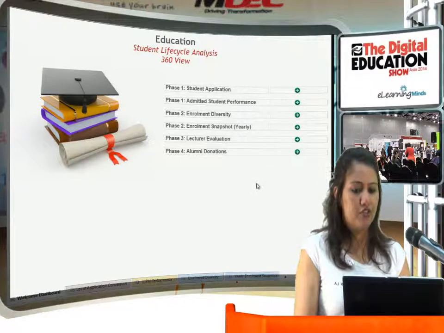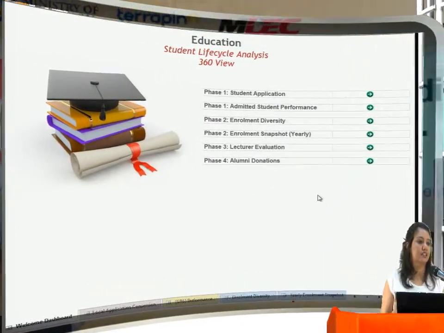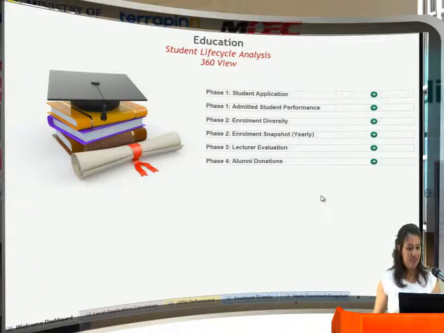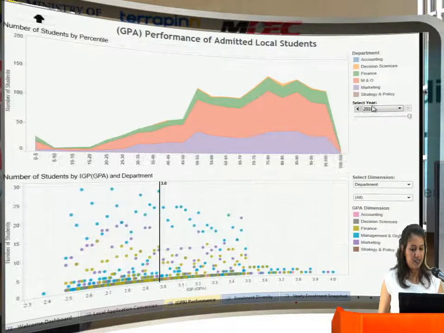So this is an example of a 360-degree student life cycle analysis done on Tableau. Imagine you getting this dashboard, and whatever question you have, let's say, what about the admitted student performance? How are they doing? You could click in, come down.